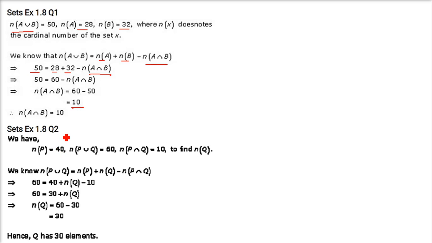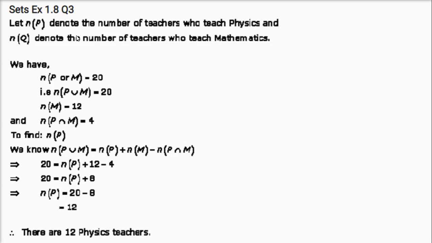Next question is, if P and Q are two sets such that P has 40 elements, P union Q is 60, P intersection Q is 10, you have to find n(Q). Again, the same formula we are going to use with P and Q. n(P union Q) is n(P) plus n(Q) minus n(P intersection Q). This is 60, this is 40, this is 10. So n(Q) will be 60 minus 30, that is 30.